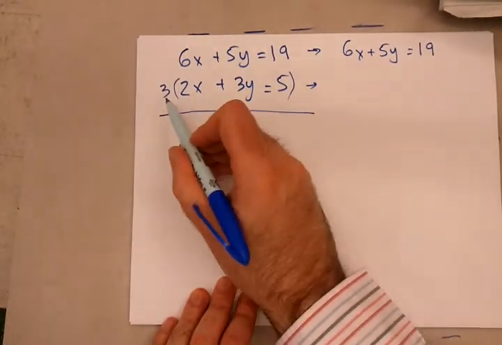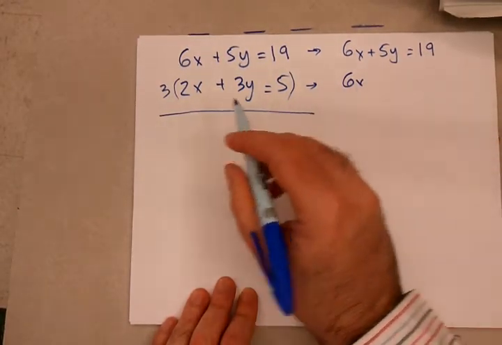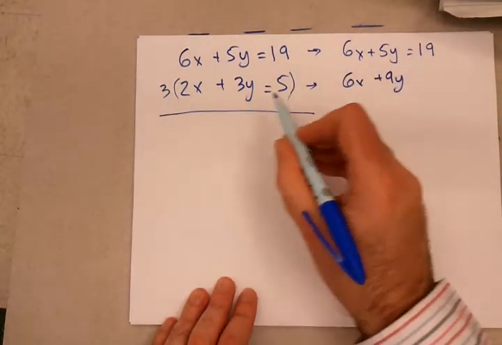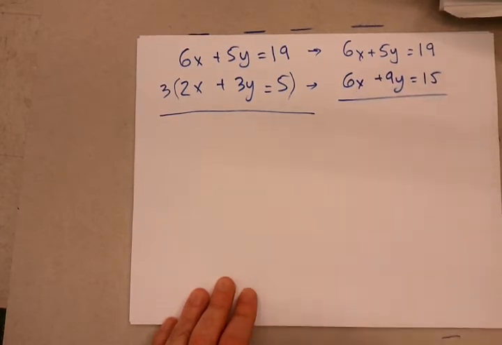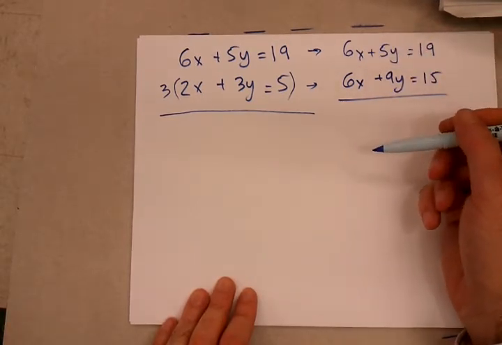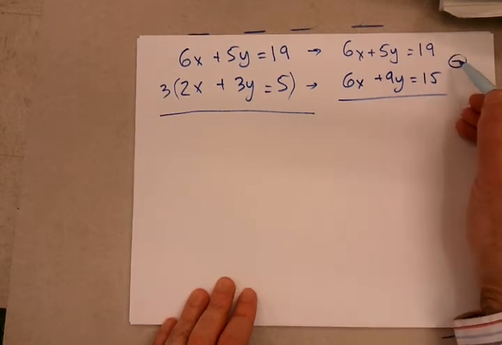3, and then the bottom one, 3 times 2x is 6x, exactly what we want. 3 times 3y is 9y. 3 times 5 is 15. Here, I can't use addition because if I'm trying to eliminate x and I use addition, I'll get 6x plus 6x, 12x. It's not going anywhere. But if I use subtraction, now I can do some work.